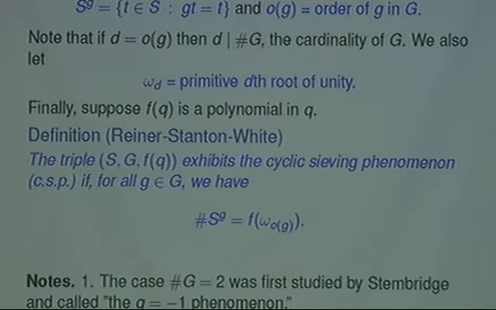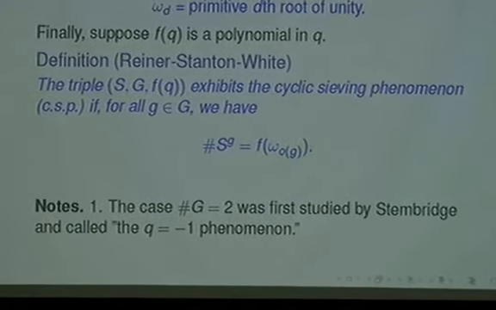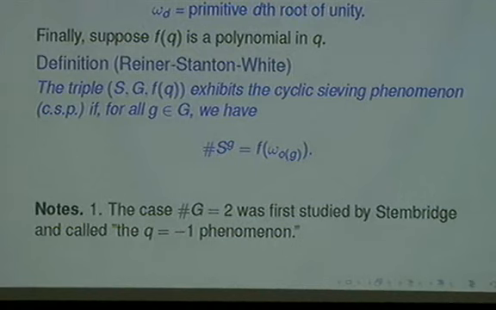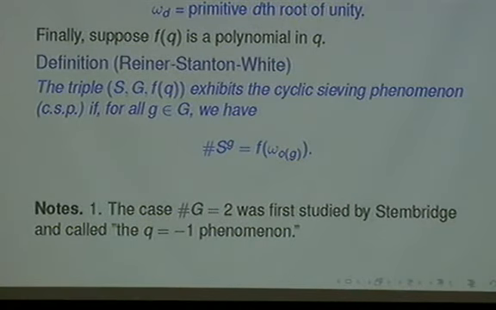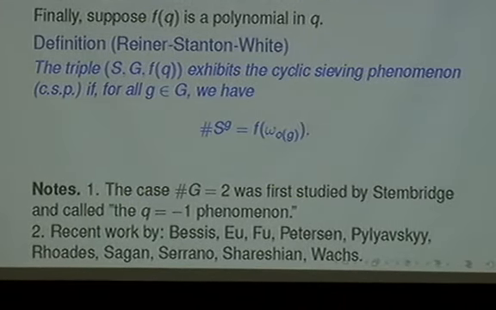Before we come to the example to illustrate this, let me just make a couple of notes. First of all, this definition was inspired by work of John Stembridge in part, where he studied the special case where the group has order 2. So now you're just looking at something where the square is equal to 1, and therefore John called it the q equal -1 phenomenon, right? Because -1 is the unique primitive square root of unity.